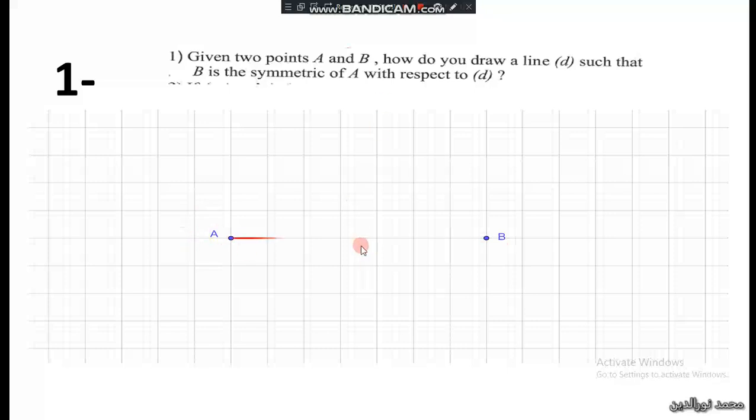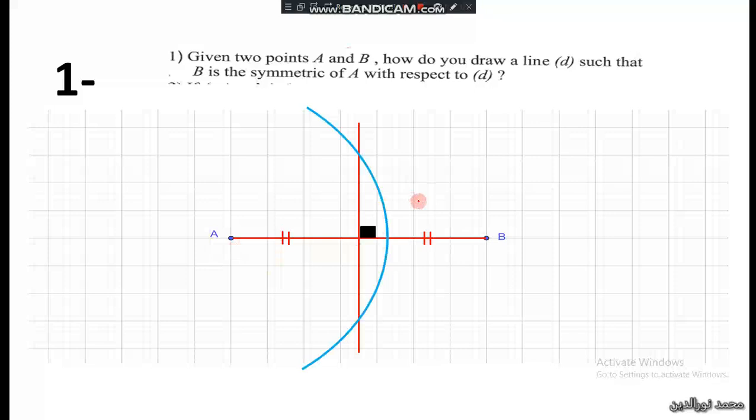So we have to join A and B first, then we draw the perpendicular bisector of the segment AB. We can draw this perpendicular bisector using the ruler and the set square, or we could use the compass by drawing arcs from both sides, and then we draw the perpendicular bisector.